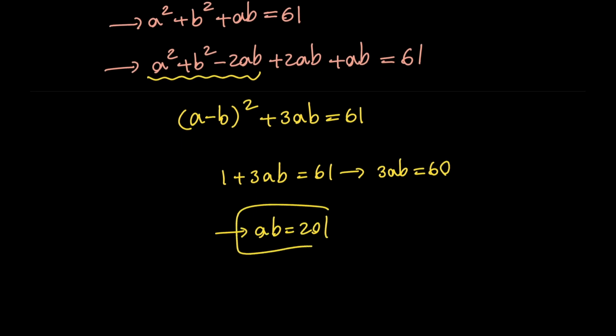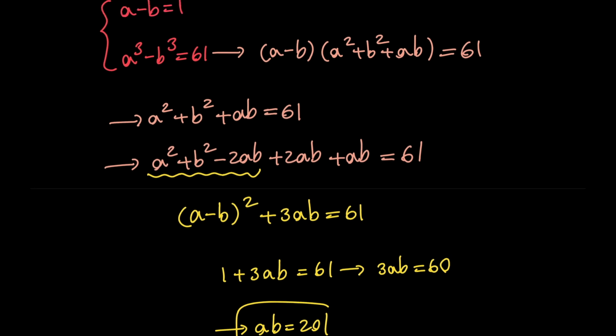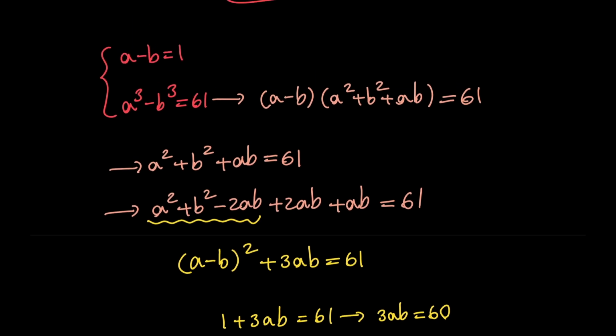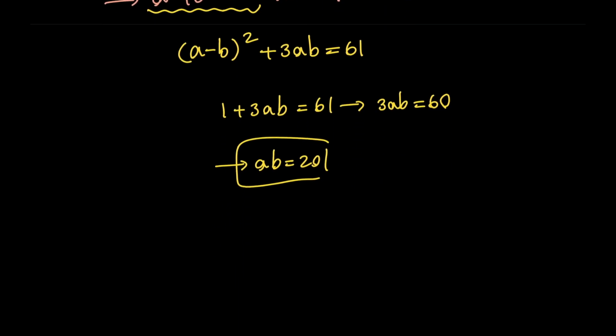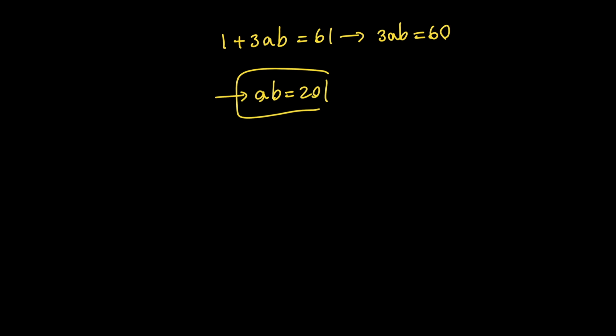Great. So we have the product of two numbers and the difference of those two numbers. By using these two, we should be able to solve for the values of a and b. So we have a minus b equals 1, and a times b equals 20. Now we can try to solve for a and b, or we can try to guess the values of a and b.